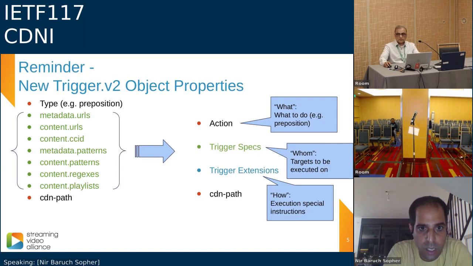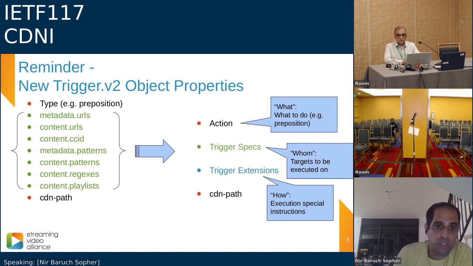So this slide discusses the change we did in the trigger object structure. The trigger object was built of a type, which said practically what to do, for example, preposition. It then had a set of properties to select whom to run on, the targets of the trigger, and the CDN path, which is a list of CDNs that is used for loop detection.